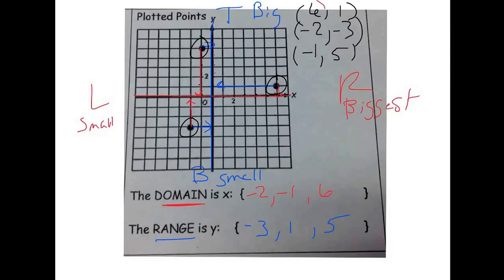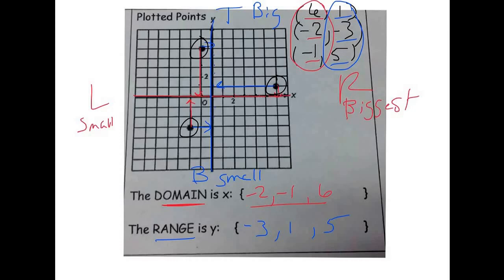Then our domain is this side, which is -2, -1, 6. And our range is this side, which is -3, 1, 5. And so you can do either one. If you're good at plotting the points, you can write it that way. If not, you can try to draw the lines. You just got to figure out what's going to work best for you.